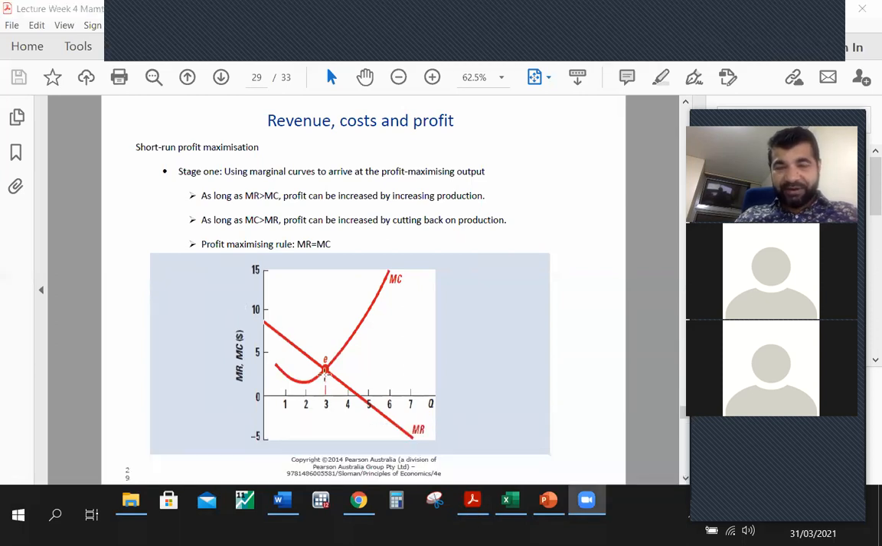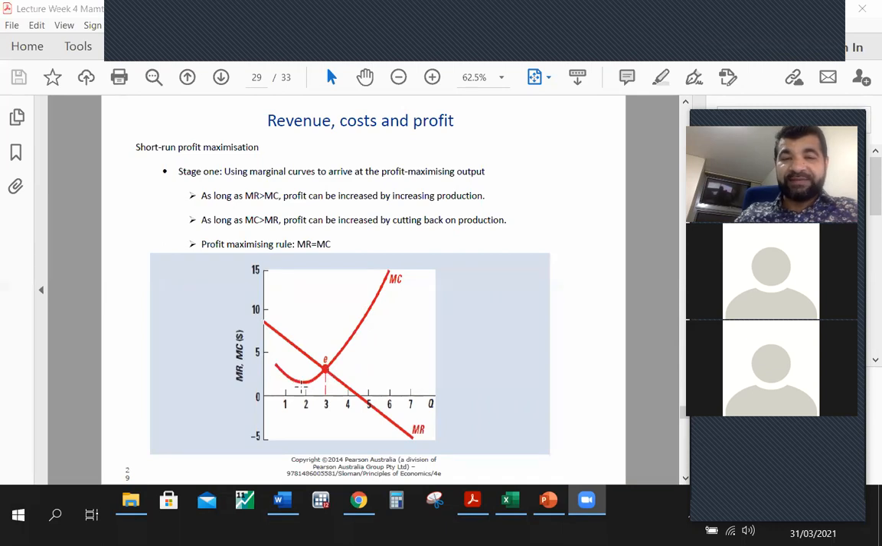What they're trying to say here is that the most efficient scale of production is the point where the marginal revenue and marginal cost curves intersect. So here you see the marginal cost curve and the marginal revenue curve. They intersect at point E. So this will be the point where you should make the production. How much? 3 you should produce.